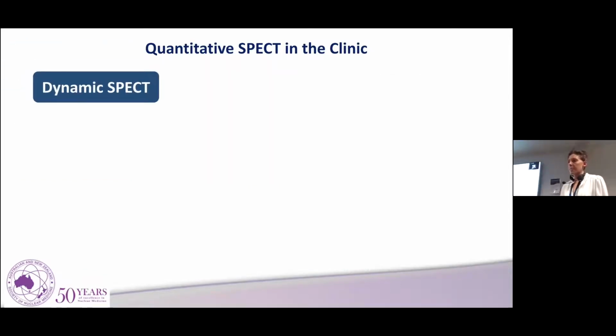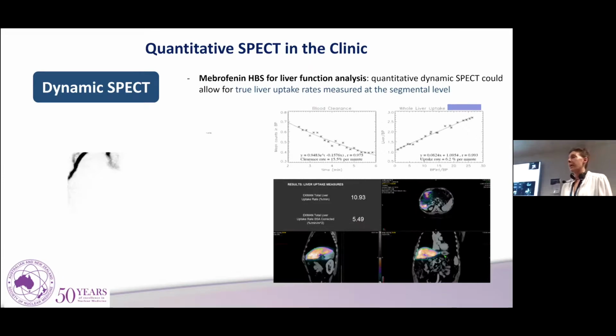The last application that I wanted to mention is really a development in itself that has occurred, again in parallel, over the last 10 years or so. And that is dynamic SPECT. But if we partner that with quantification, I think it could potentially be a really powerful tool in the clinic. And an obvious example that comes to mind for me is mebrofenin and hepatobiliary scintigraphy studies for liver function.